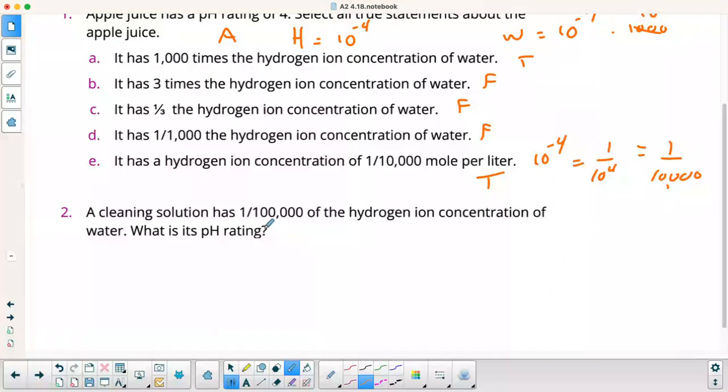Cleaning solution has 1 over 100,000 of a hydrogen ion concentration of water. What's the pH? So this is going to be 1 over 10 to the fifth, which is 10 to the negative fifth, which I changed the sign of that, which would mean my pH is 5.